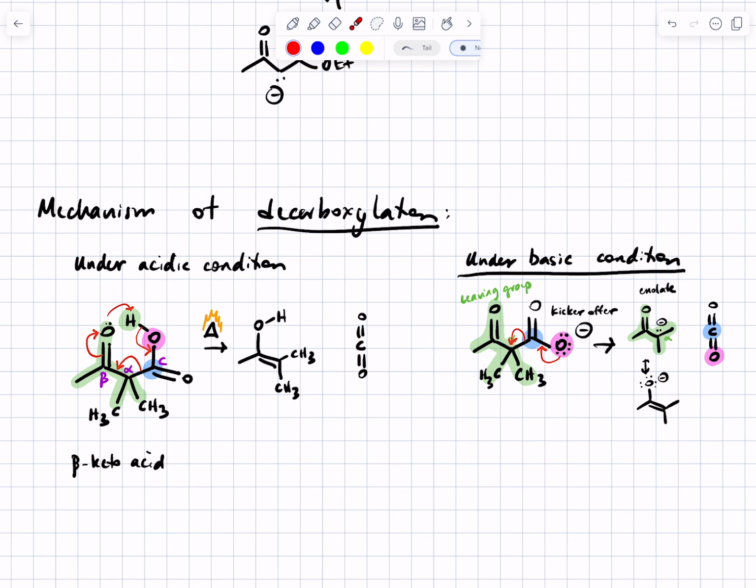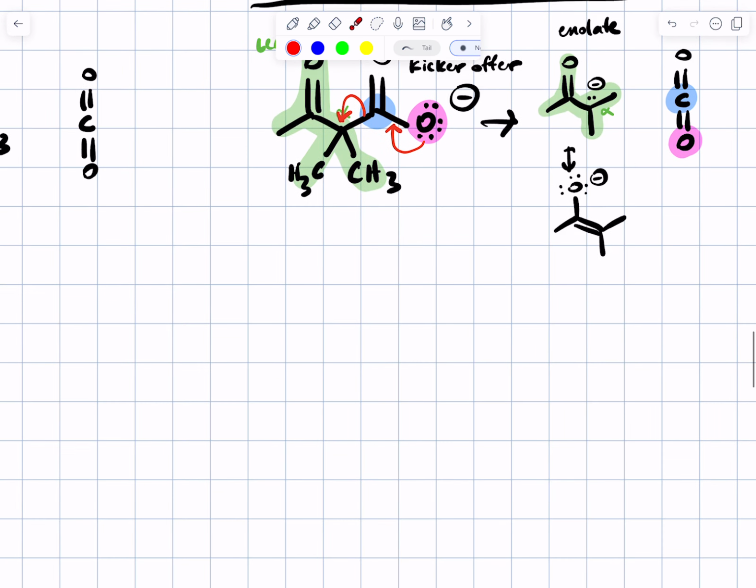Yeah. So theoretically, under basic conditions, could the enolate attack another carbonyl? Great question. Could the enolate that you form attack another carbonyl? The answer is yes. And this is a preview of something that happens in biology that we'll get to in chapter 18. I'll just briefly illustrate it here.